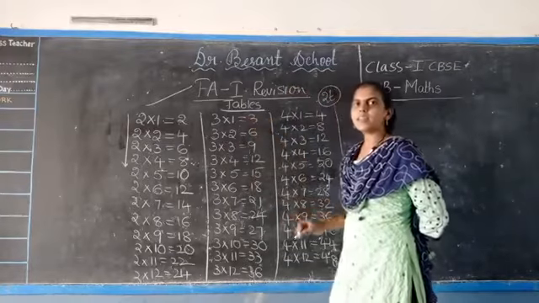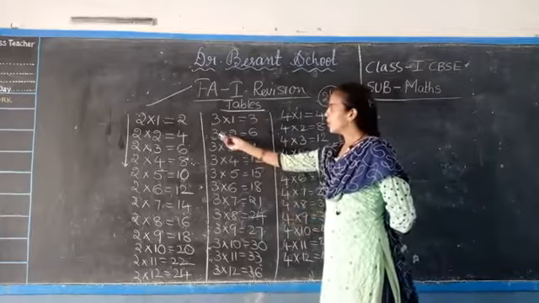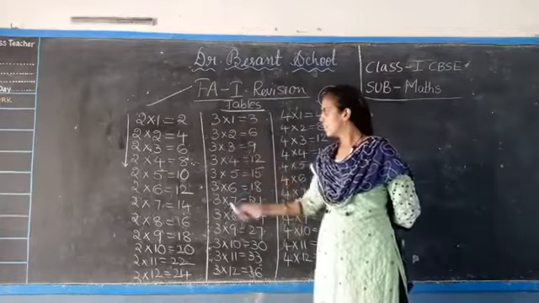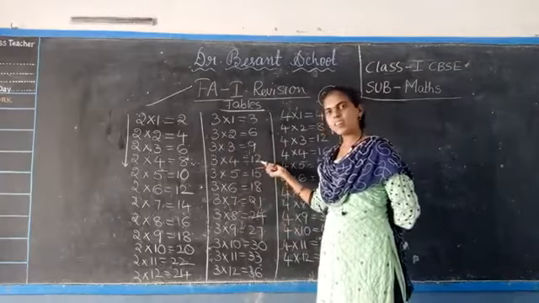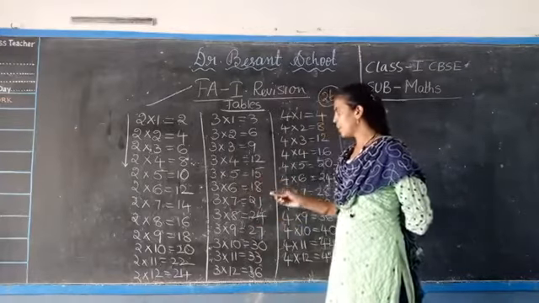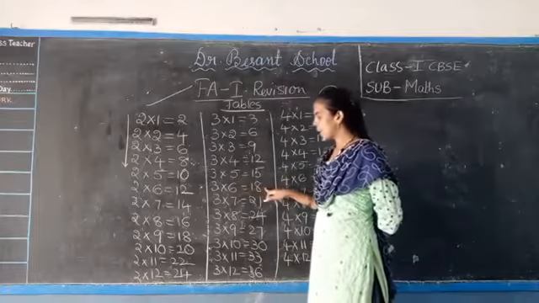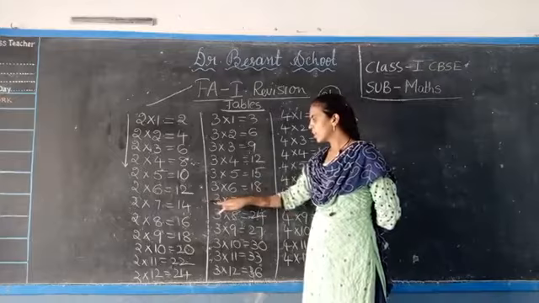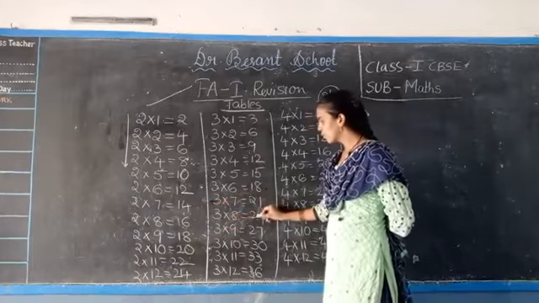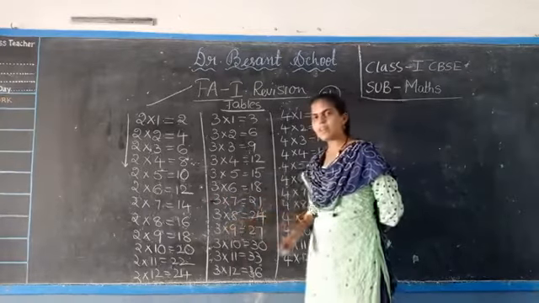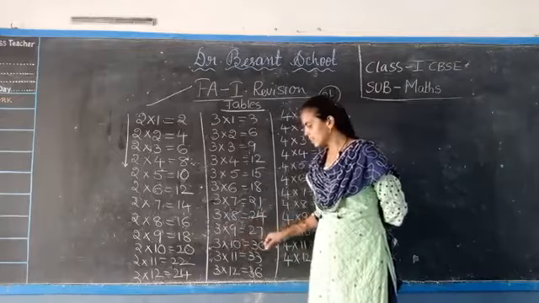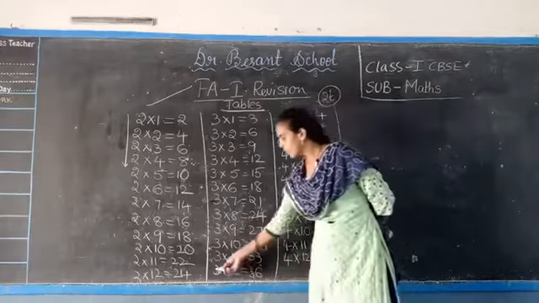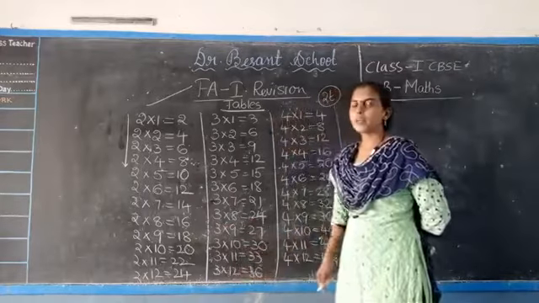So now come to the 3 table. 3 1s are 3. Read after me. 3 2s are 6. 3 3s are 9. 3 4s are 12. 3 5s are 15. 3 6s are 18. 3 7s are 21. 3 8s are 24. 3 9s are 27. 3 10s are 30. 3 11s are 33. 3 12s are 36. Repeat again.